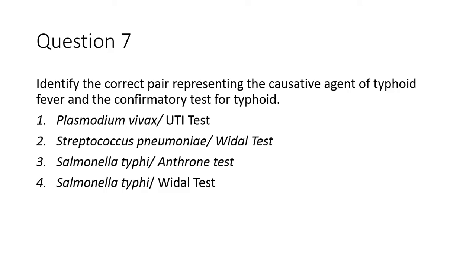See, Plasmodium vivax is responsible for causing malaria. Streptococcus pneumoniae causes pneumonia. Salmonella typhi causes typhoid. Now we are left with option 3 and 4. Anthrax test is test for carbohydrates and Vidal test is the confirmatory test for typhoid. Therefore, the answer to this question is Salmonella typhi Vidal test.